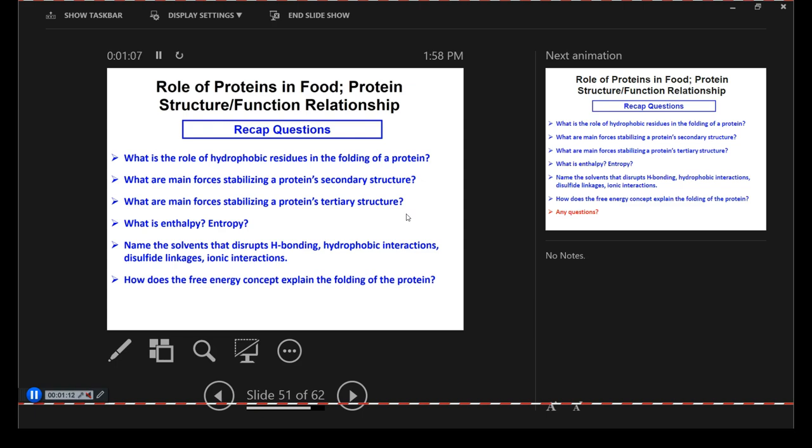Okay. So let's remember together, what's the role of hydrophobic residues in the folding of a protein? Yes, Katie? It initiates the folding. How does it initiate the folding? Well, the hydrophobic portions don't like water, so they don't want to be by each other, so they start to go towards each other, and then everything else happens. So exactly.